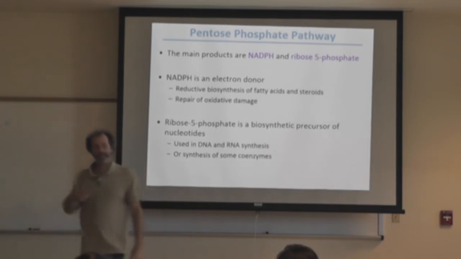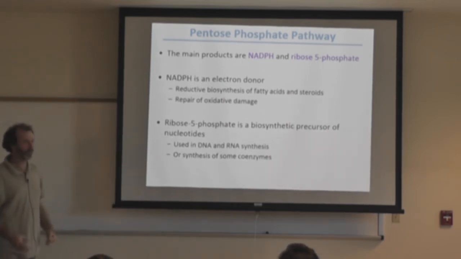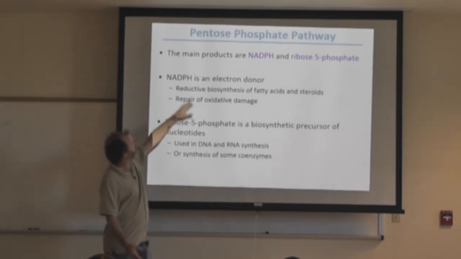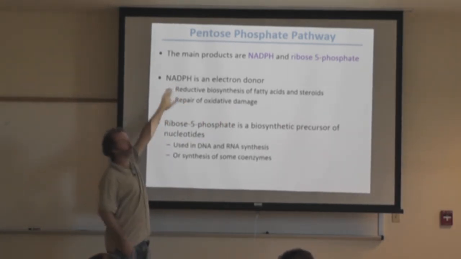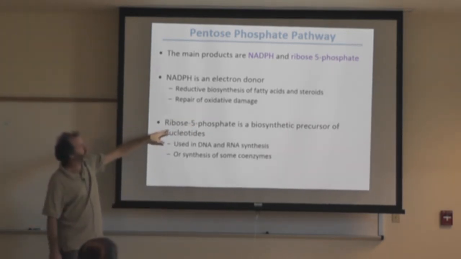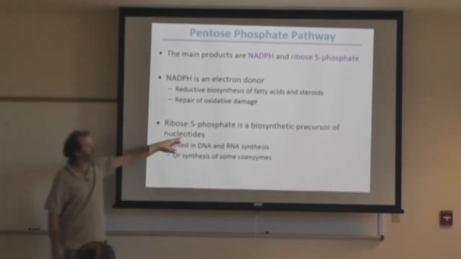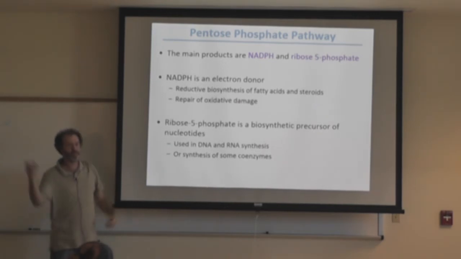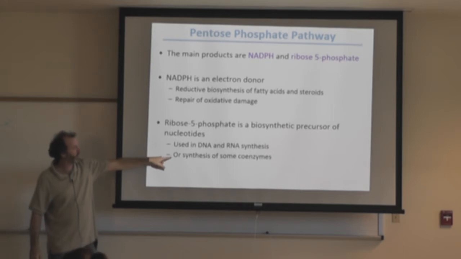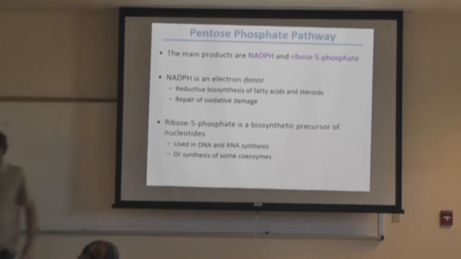So you use NADPH when you're making things in the cells, such as biosynthesis of fatty acids and steroids. You'll see that's where the reducing equivalents come from. And then also repair of oxidative damage. Ribose 5-phosphate is the biosynthetic precursor of nucleotides, because the 5-carbon sugar is the backbone of all our nucleotides. And also the synthesis of some coenzymes.